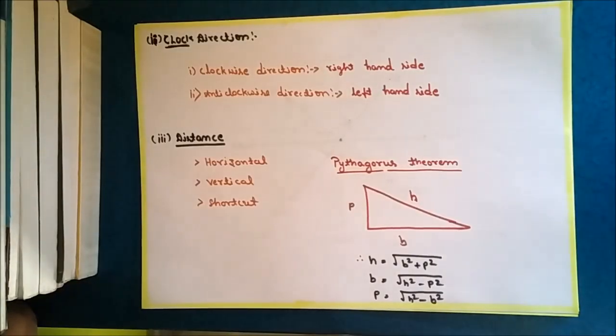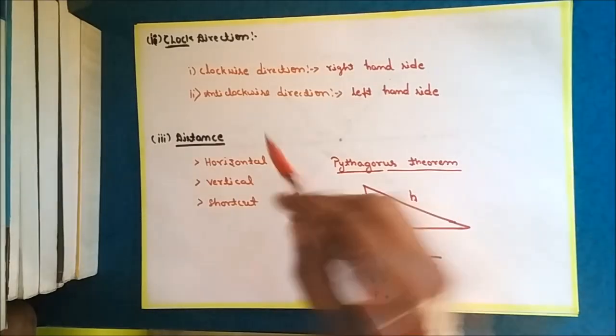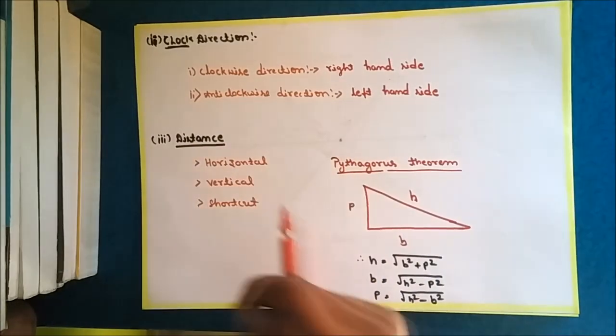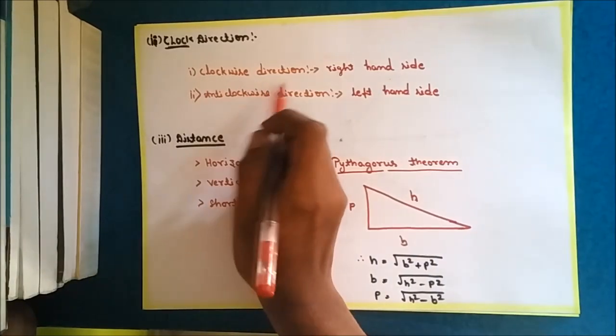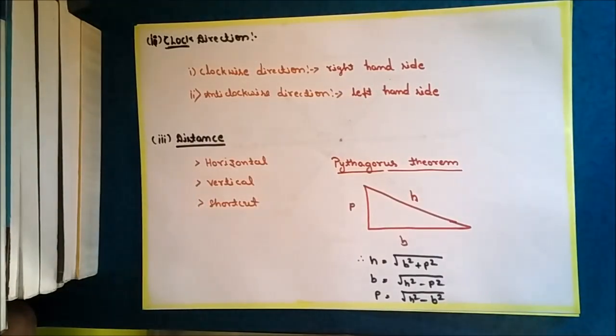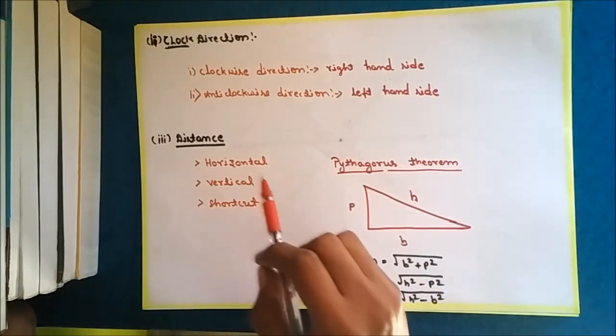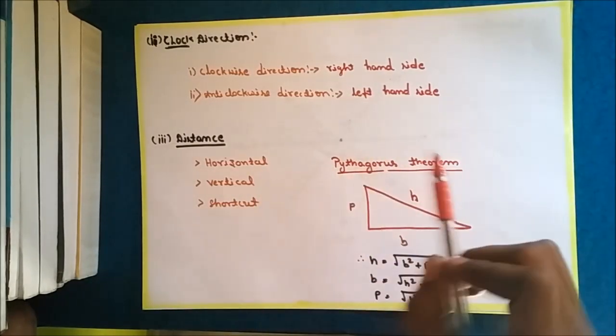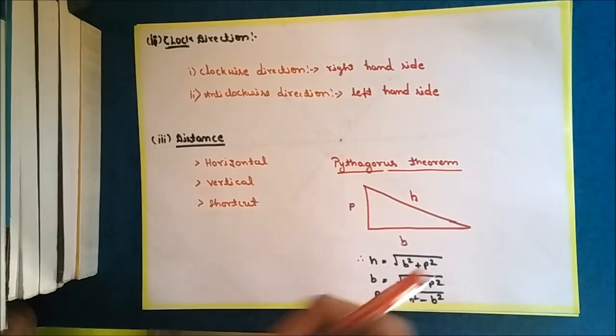And friends, second is clock direction. Sometimes questions may arise in clock directions. If we think, friends, about clockwise direction, the direction will always be on your right-hand side, and the anti-clockwise direction will always depend upon your left-hand side.